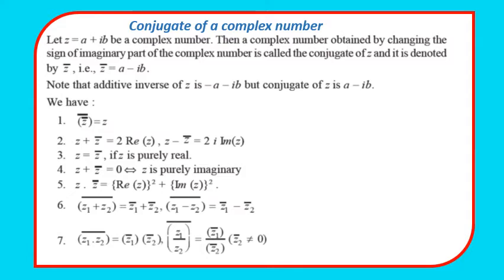And z1 plus z2 whole bar is equal to z1 bar plus z2 bar. z1 minus z2 whole bar is equal to z1 bar minus z2 bar. The product, z1 into z2 whole bar, is equal to z1 bar into z2 bar, and z1 upon z2 whole bar is equal to z1 bar upon z2 bar. You can take individual bars for addition, subtraction, multiplication or division. Clear? So pause and note down these important properties.